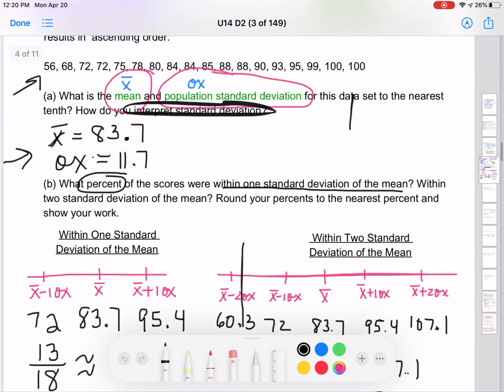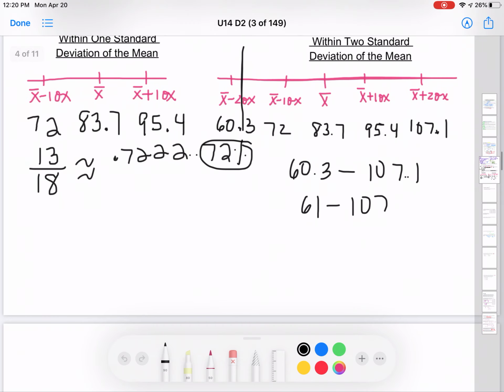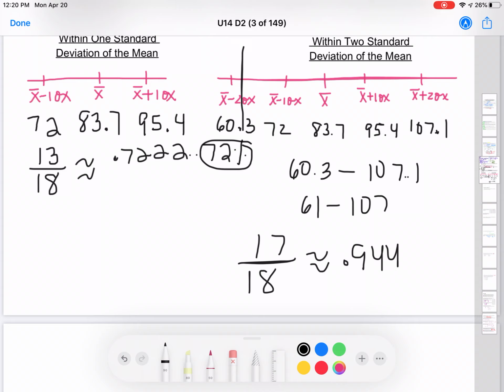How many of those scores up there? And if you count them up, I got 17. So 17 out of 18, convert to a decimal, and then turn it into a percentage. And they want you to round to the nearest percent again. So 94%.